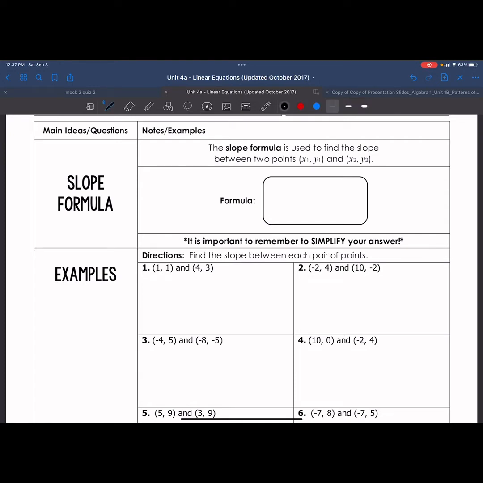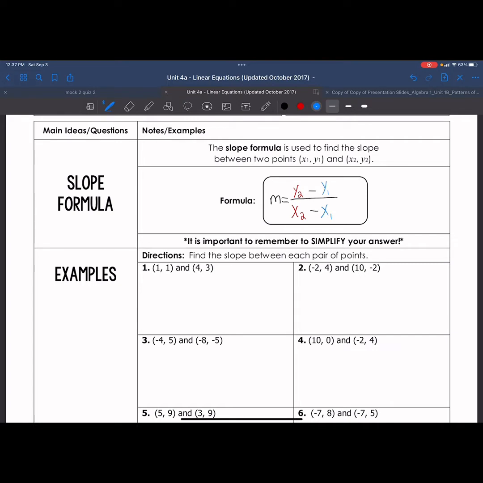So, the slope formula is, simply put, m equals, m is slope. We have y2 minus y1 over x2 minus x1. So, we simply look at our points. We'll just do some examples here.